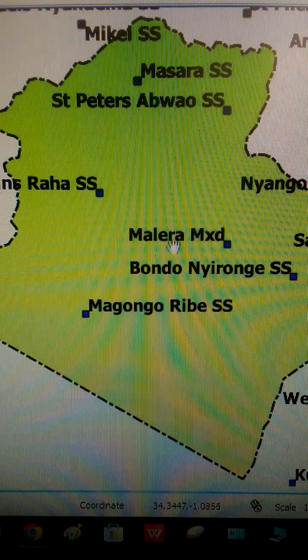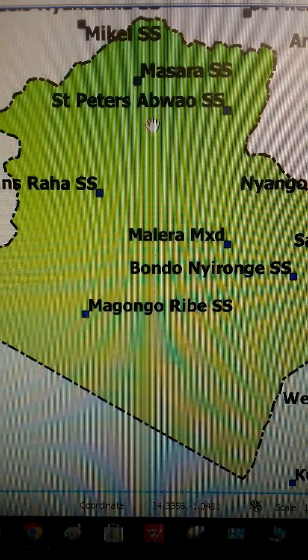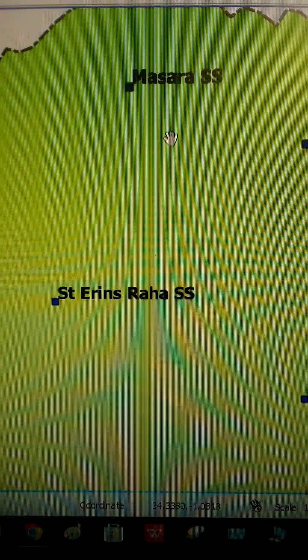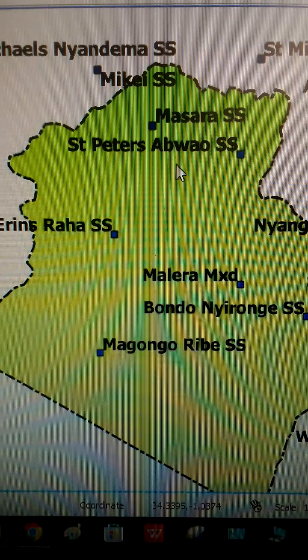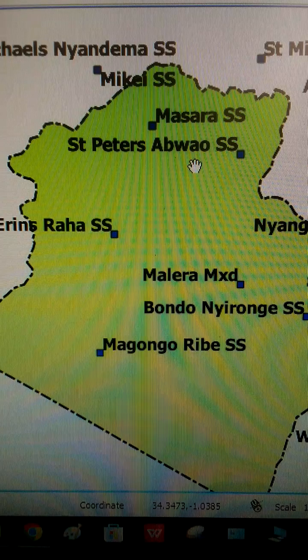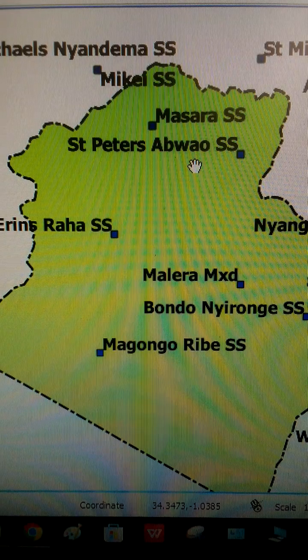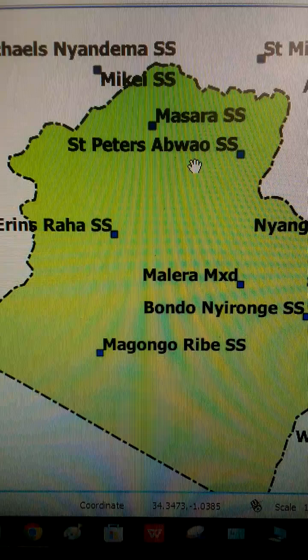This is the pan tool. Now, if I zoom in around this area, I'm able to see the schools, the way they are distributed in that constituency. When I zoom in, I increase the scale of the map. Therefore, I'm able to view a smaller area, but with much detail.